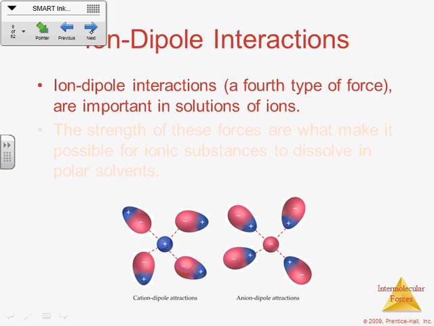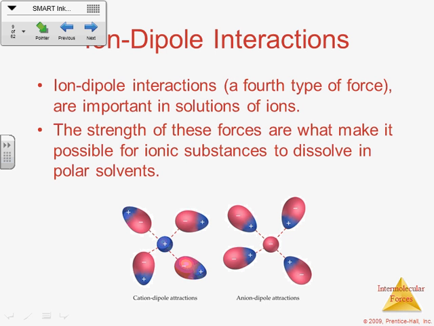Okay, so then this is what makes it possible for ionic substances to dissolve in polar solvents, because if you think about it, those ionic compounds are pretty stuck together, right? So there would have to be a very strong attraction for the water for them to actually be able to pull apart in the water and dissolve.